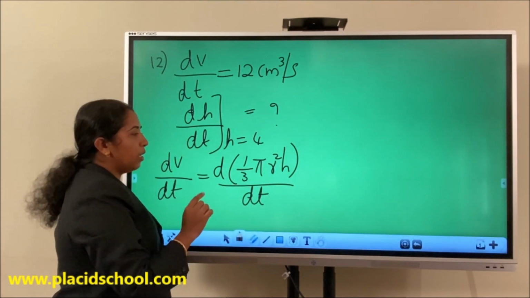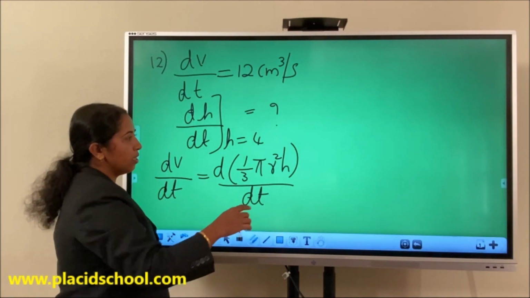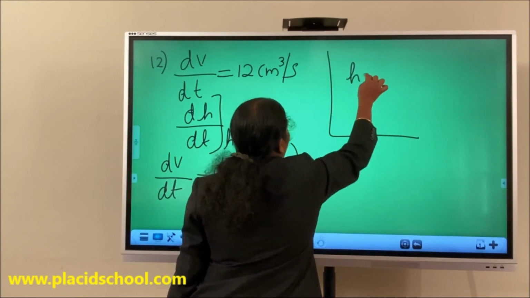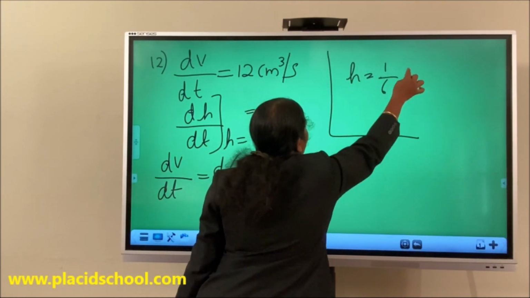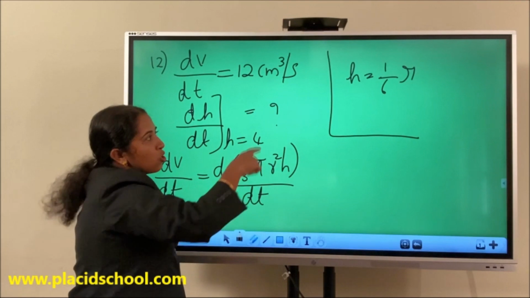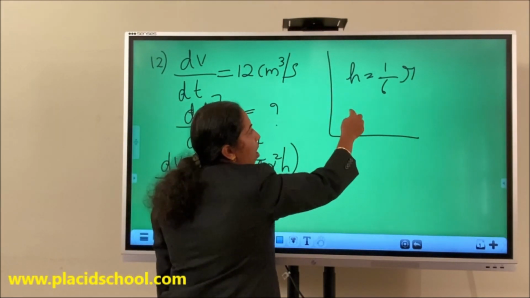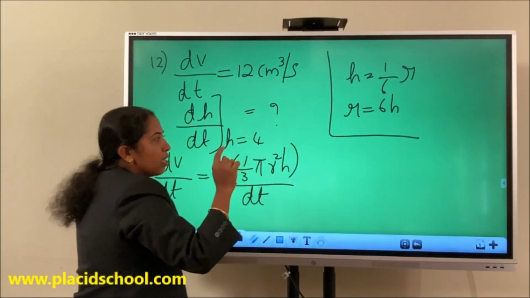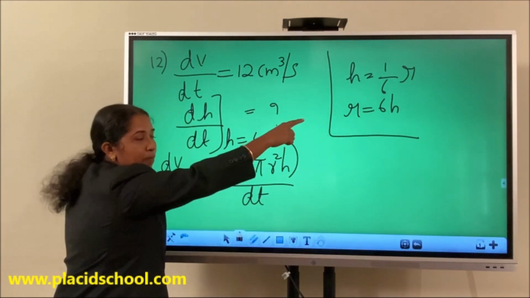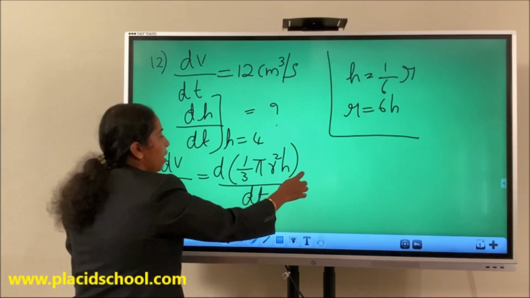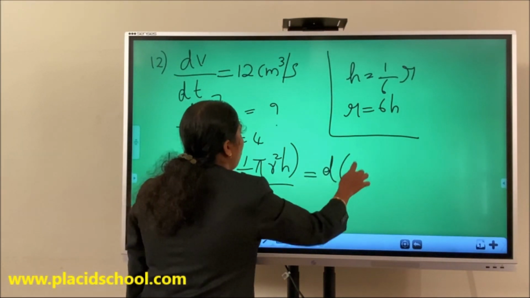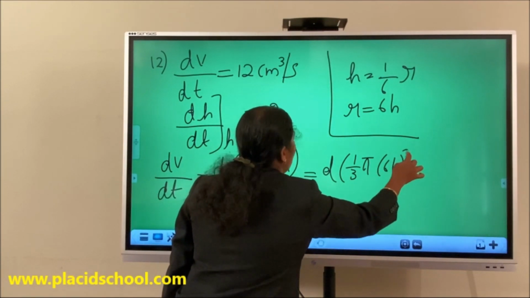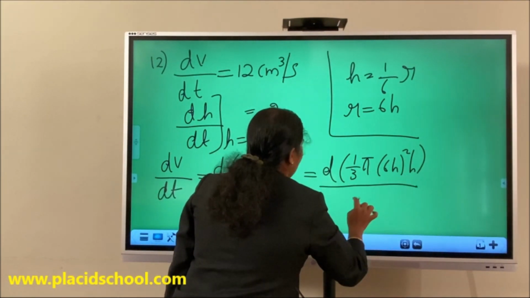Now, we are given that the height of the cone is always 1/6 of the radius of the base. So h is equal to 1/6 r. Therefore, r is equal to 6h. So instead of radius, I will be substituting 6h. This is equal to the derivative of 1/3 π (6h)² h with respect to time.